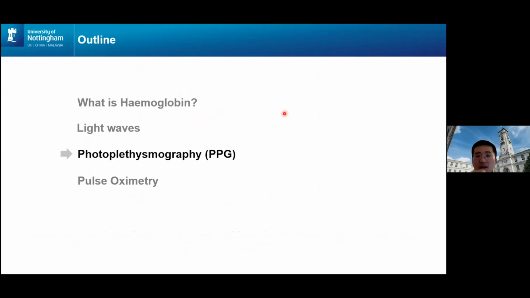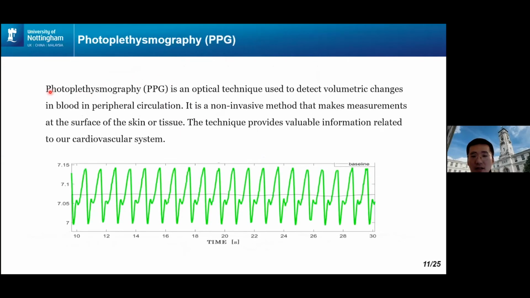Here I'm going to introduce the key of oximetry, photoplethysmography. It's a PPG signal. Here is a definition. PPG is an optical technique used to detect the volumetric changes in blood. It is a non-invasive method that makes measurements at the surface of the skin or tissue. It could be in the chin or in the ear or somewhere in the body.